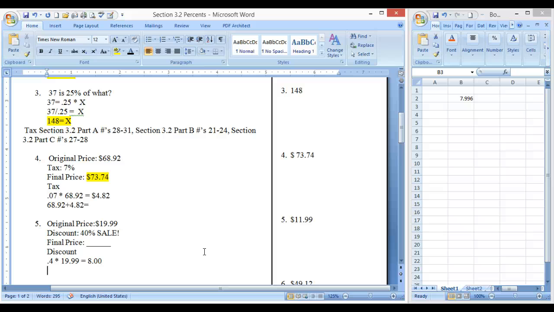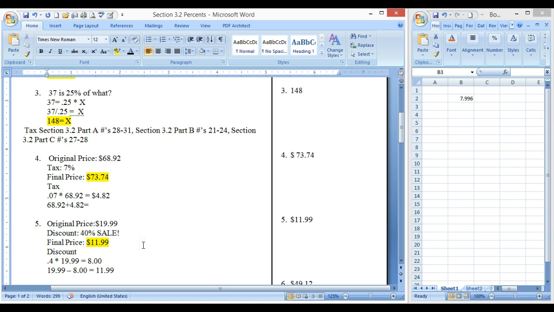So now I need to take the original and take off what I get for my discount or the sale, which is $8. $19.99 minus $8 gives me $11.99. So that's my final price when I go to the checkout, $11.99, and I'm going to highlight that as my answer. There we go.